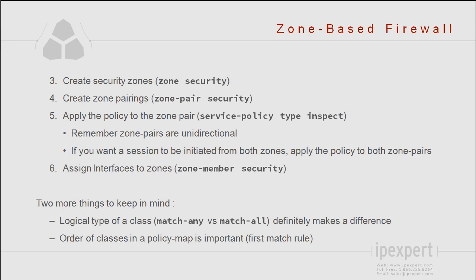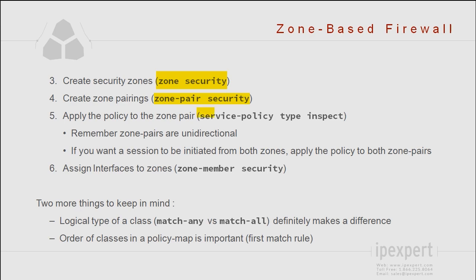Okay, so once we have defined the classes and the policy, the next logical step is going to be to create the security zones using the zone security command. Then we are going to create the zone pairs. So there's going to be a difference between the inside-to-outside and outside-to-inside directions. As long as you want to create the policies for both directions, you would have to apply them to both zone pairs. So one inside to the outside, this is going to be one policy, and the other policy for outside to inside.